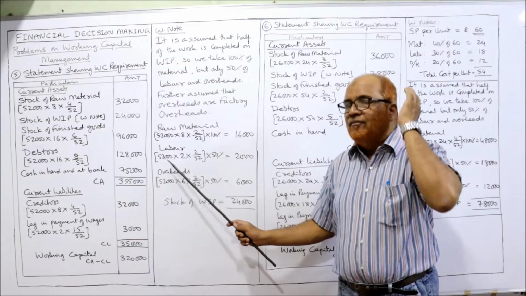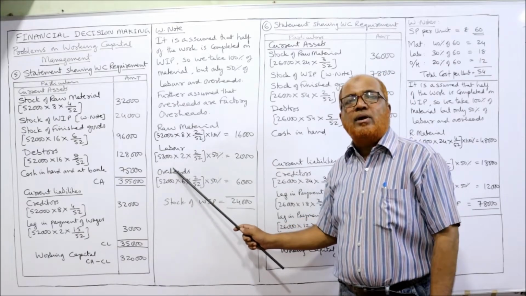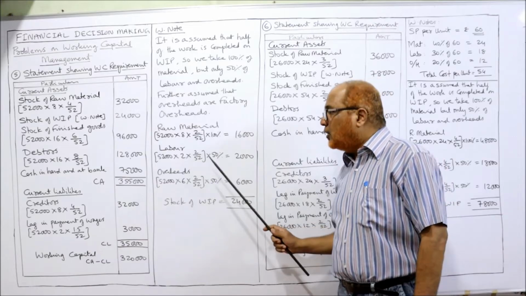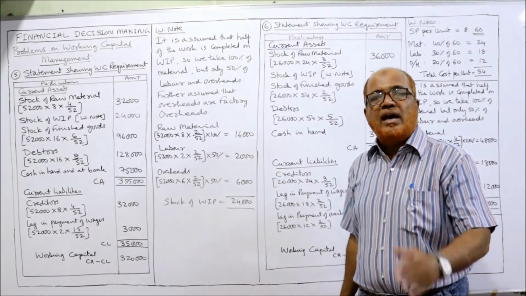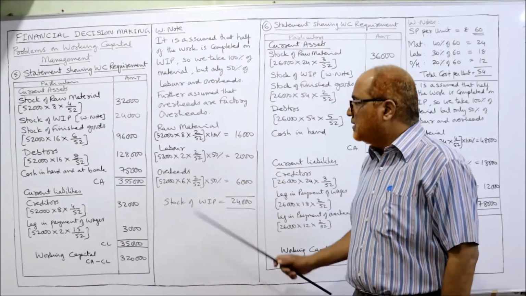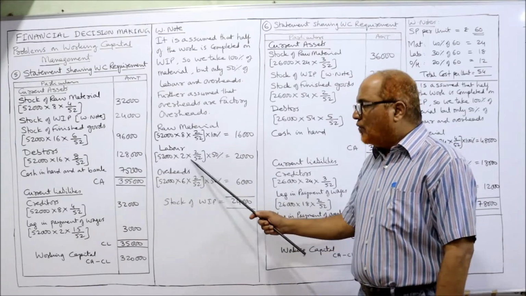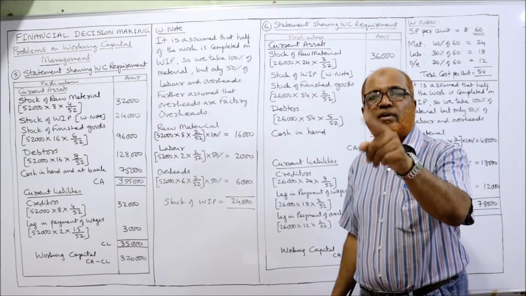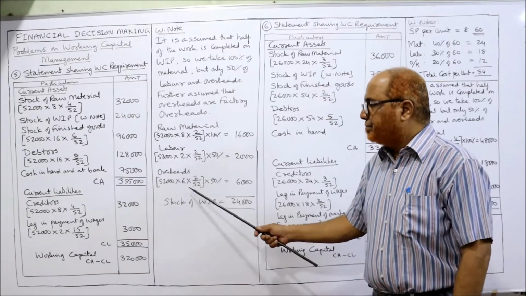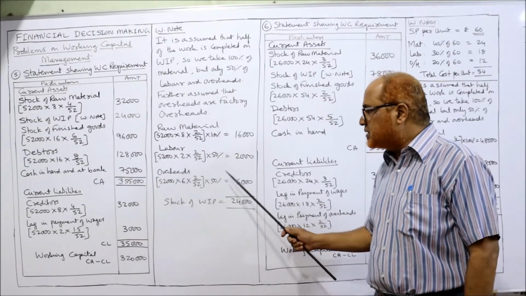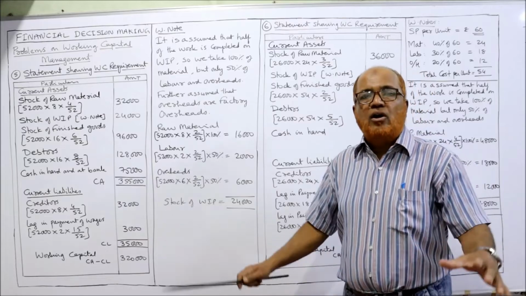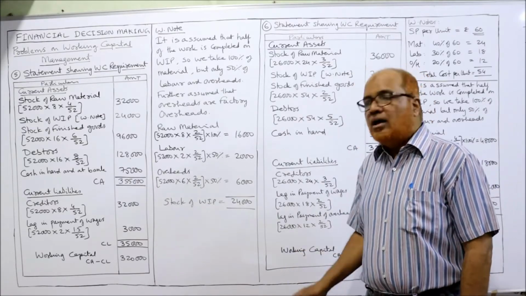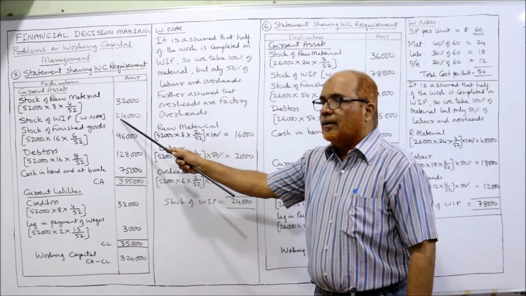Now labor. 52,000 into labor cost per unit 2 rupees into 2 by 52 into 50%. So we assume half of the labor is applied. It comes to 2,000. Overheads. 52,000 into 6 rupees per unit overhead, 6 rupees given in the problem, into 2 by 52 into 50%, 6,000. So we got the stock of WIP 24,000. Now this 24,000 you take it here.